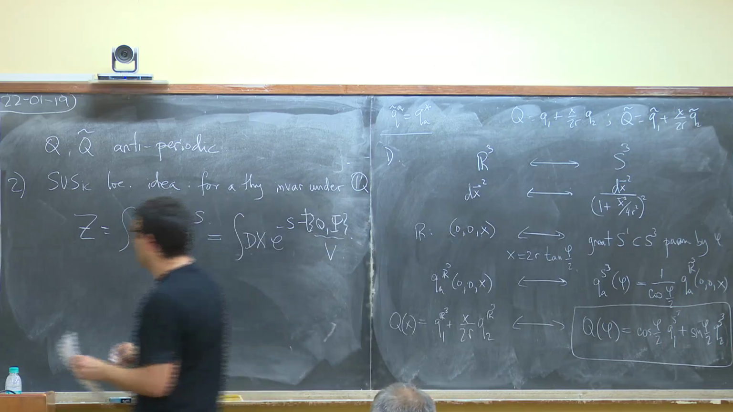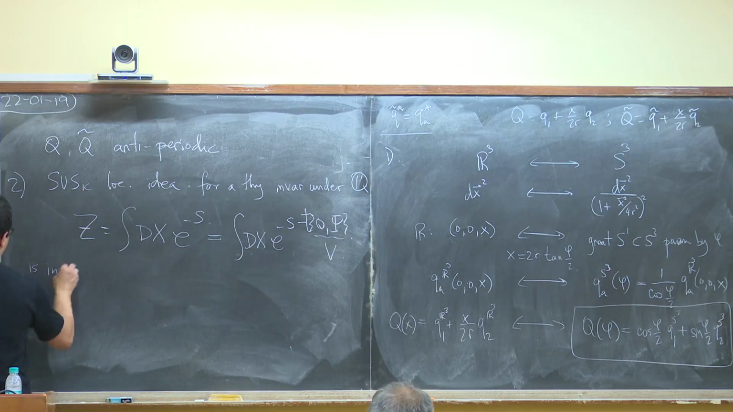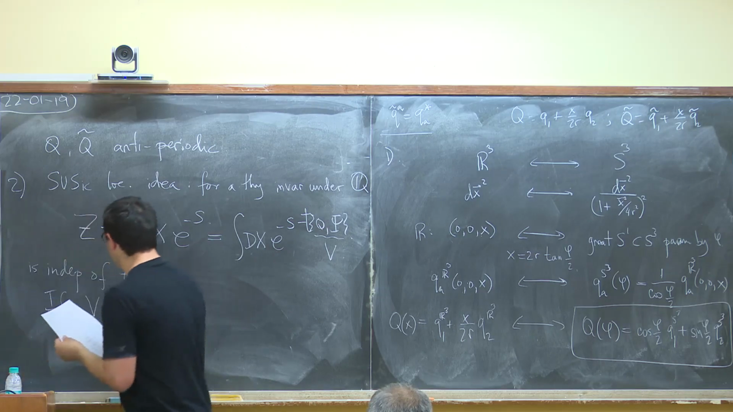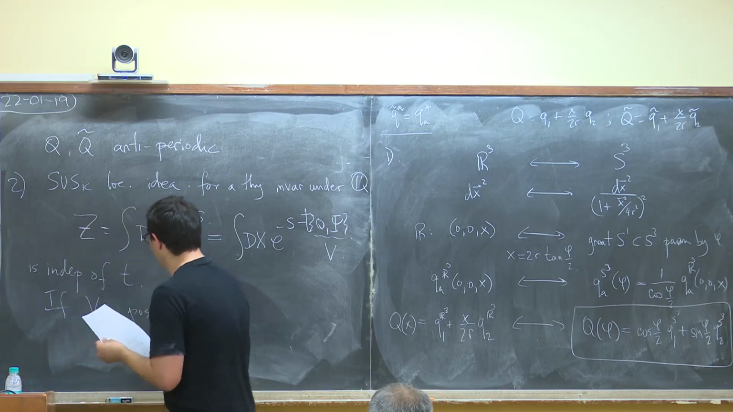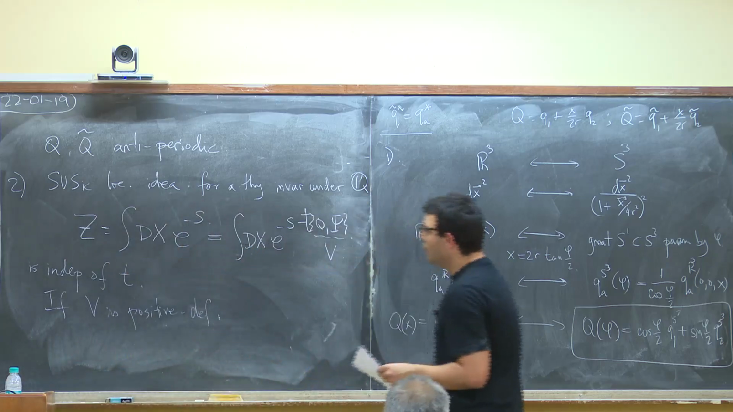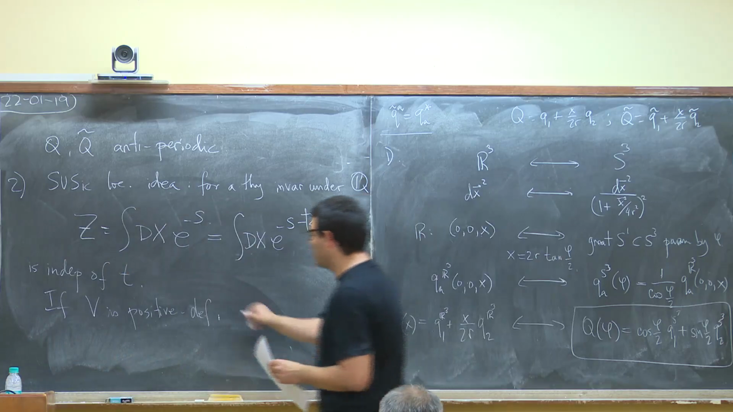So the partition function is independent of this parameter T because the theory is supersymmetric. Okay? If V is positive definite, then we can take T to be very large.